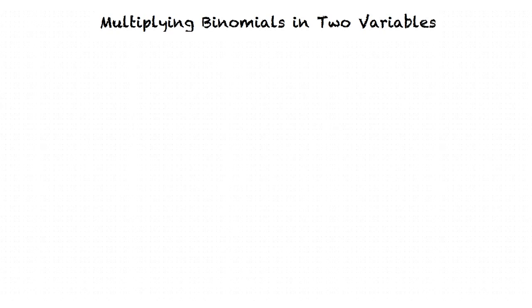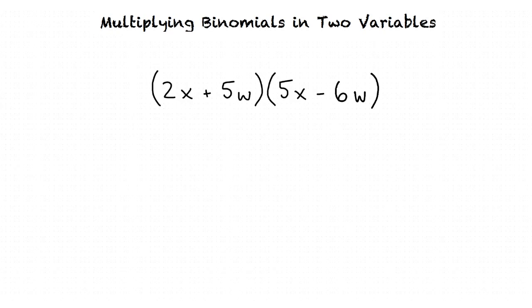We are given 2x plus 5w times 5x minus 6w. We can see right off the bat that our two variables here are x and w. The method we will use to multiply our binomials is the FOIL method. What does FOIL stand for? That's a great question. FOIL is an acronym we use to multiply two binomials.